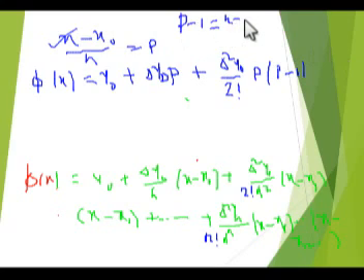P minus 1 will be x minus x0 by h minus 1. So here it will be x minus x0 plus h over h. This will be x1. So you can see p minus 1 is actually x minus x1 by h. So x minus x0 by h is p and x minus x1 by h is p minus 1. That's why we can write p into p minus 1.